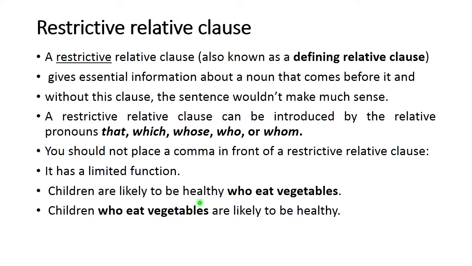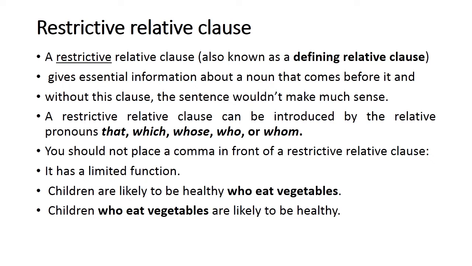Both these parts of this clause are unable to convey the meaning, and both are dependent on the other clause in order to convey its meaning. Children are likely to be healthy, it's one part of the sentence, it's one clause, but still it's not conveying a proper sense. We don't know who the children are who are likely to be healthy. Similarly, who eat vegetables, if we take this part of the sentence individually, it's not conveying a proper sense.